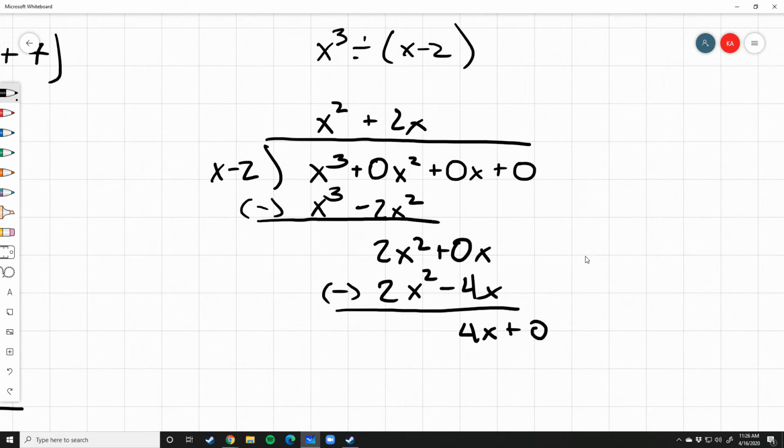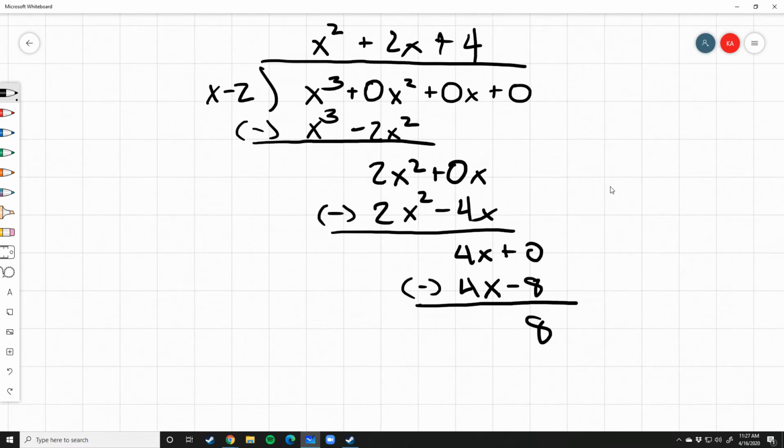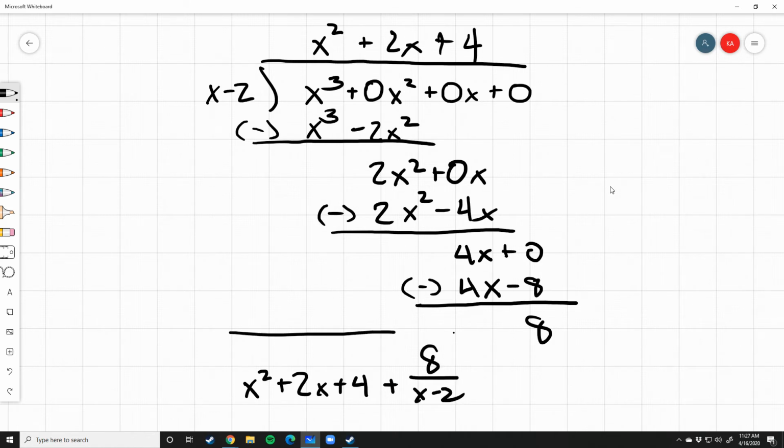And we'll say, what do I have to multiply x by to get 4x? If you say 4, you'd be correct. 4 times x gives us 4x. 4 times negative 2 gives us negative 8. We subtract, and you end up with 8 as your remainder here. So our final answer, again, is x squared plus 2x plus 4 plus 8 over x minus 2. And what this means is that if I take my quotient, or this whole answer, and multiply it by x minus 2, I'll get back x cubed.